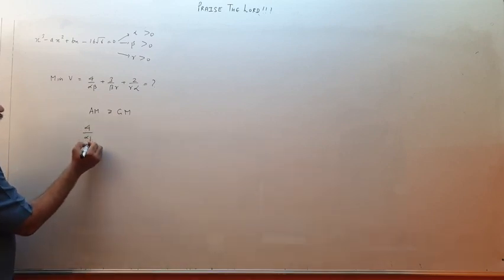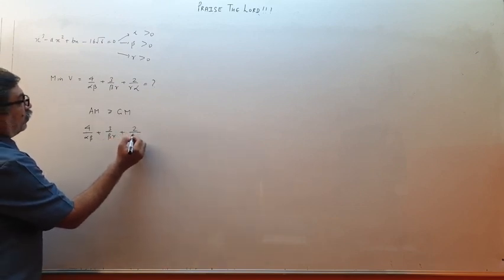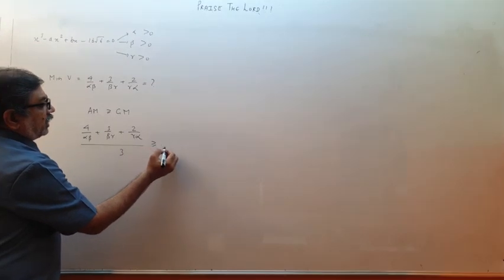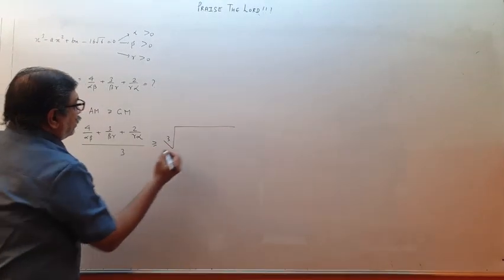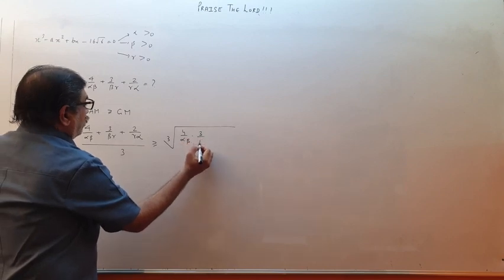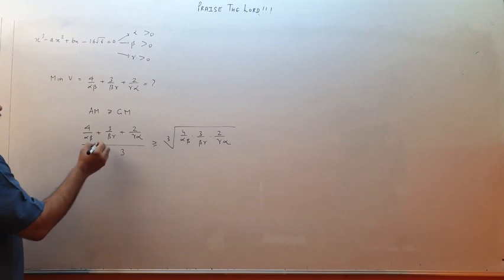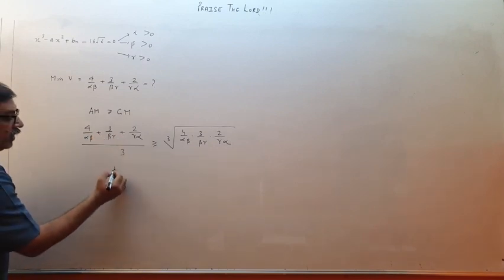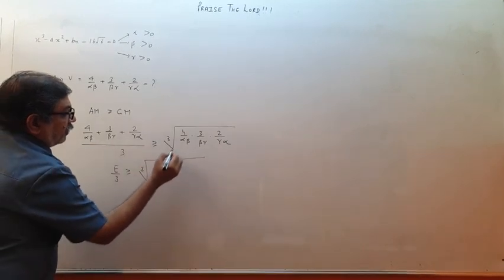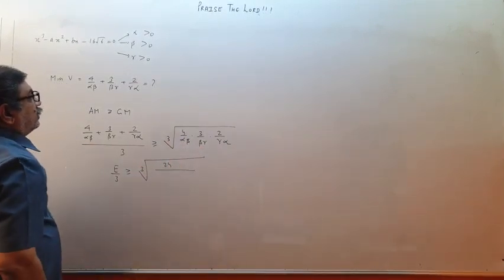So 4 upon alpha beta plus 3 upon beta gamma plus 2 upon gamma alpha, upon 3, since I am adding 3 terms, is greater than or equal to the cube root of the 3 terms being multiplied: 4 upon alpha beta, 3 upon beta gamma, 2 upon gamma alpha. This is our expression whose value is required. So E upon 3 is greater than or equal to the cube root of 24 upon alpha square, beta square, gamma square.